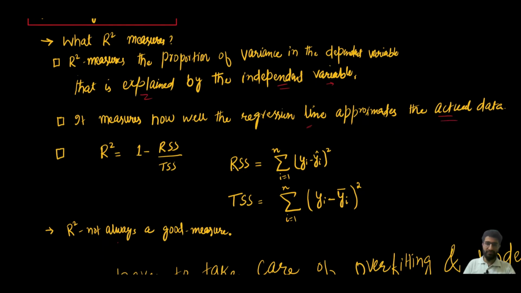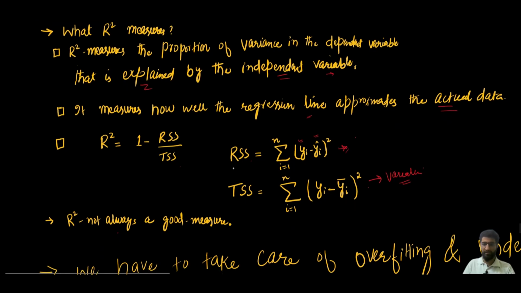R square is defined as 1 minus RSS by TSS, where RSS is the variation left. RSS is the residual sum of squares. You are summing all the residuals. This is the difference between the actual value and the predicted value, squared, summed at all points. This is called the residual sum of squares. And we have TSS, the total sum of squares, which means the total variation in the data, or the variance.